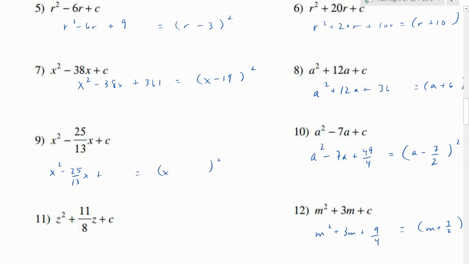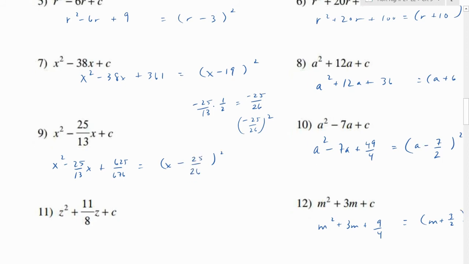Okay. Half of negative 25/13. Well, when you half a fraction, you multiply by half. That's just negative 25/26. And then we're going to take that negative 25/26 and we're going to square it. So that's 625 over, I don't know 26 squared. Yeah, I did. I knew that. Darn. Over 676. So you half and square it. Doesn't matter if it's a fraction or not. And then when you half this, you got negative 25/26.